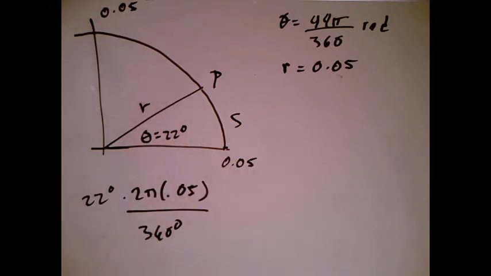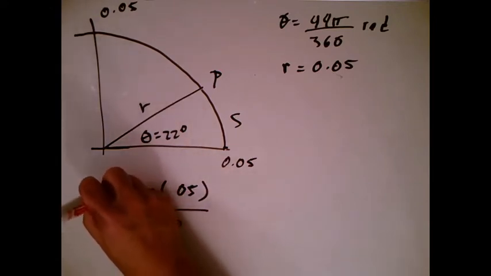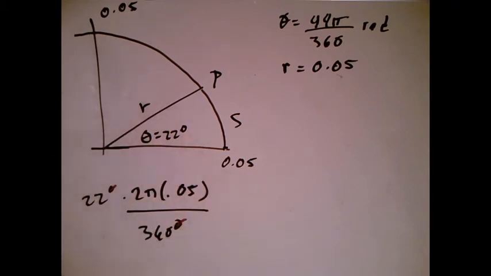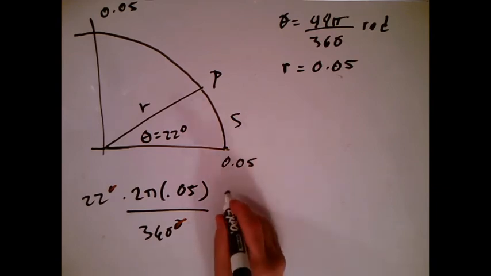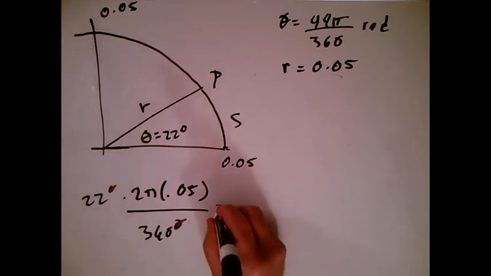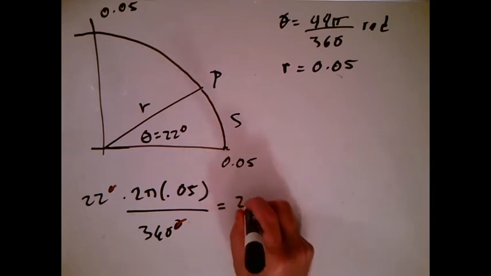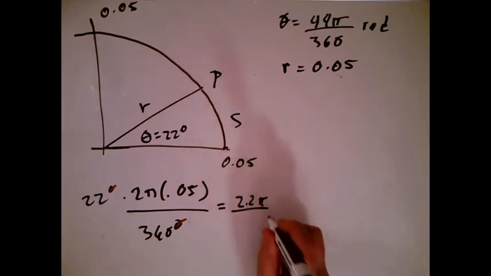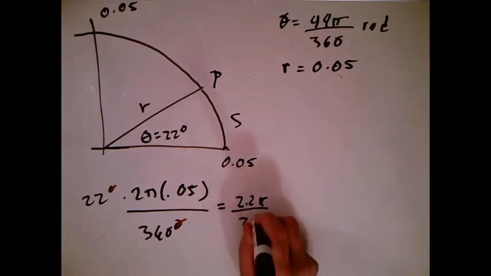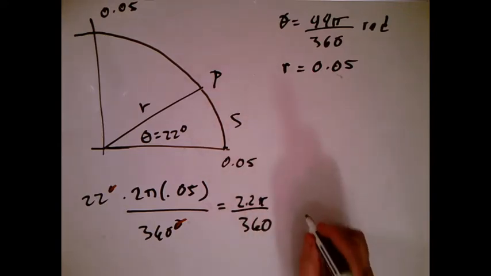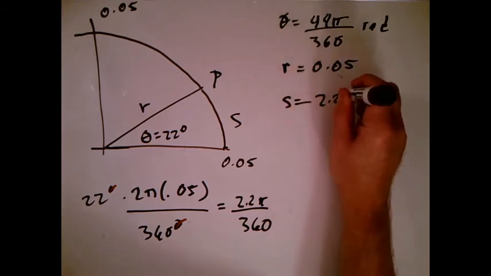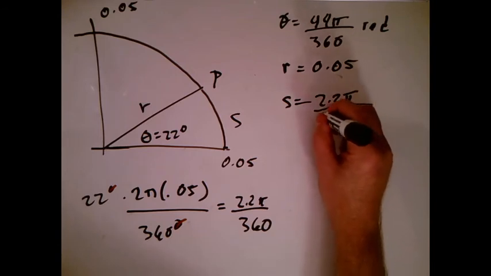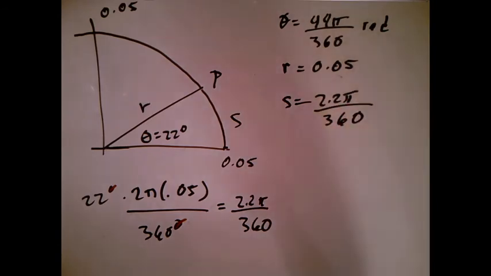Let's see here. The degrees cancel, which is great. That's what we wanted. I know that 2 times 0.05 is 0.1. 0.1 times 22 is 2.2. So I'm going to get something like 2.2 pi over 360, which as promised is a teeny tiny number, but I'm just going to live with it. So s is going to be 2.2 pi over 360, like that. Yay.